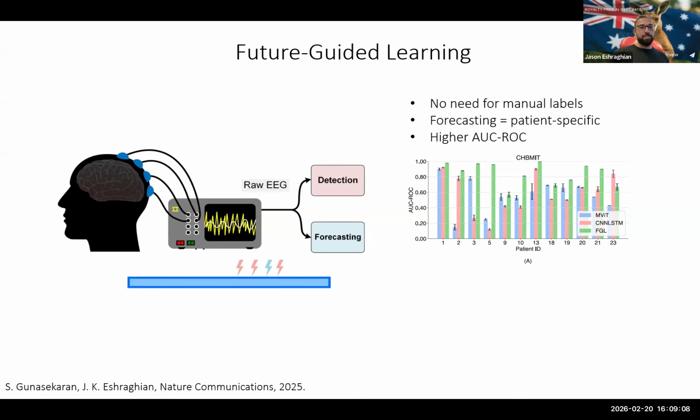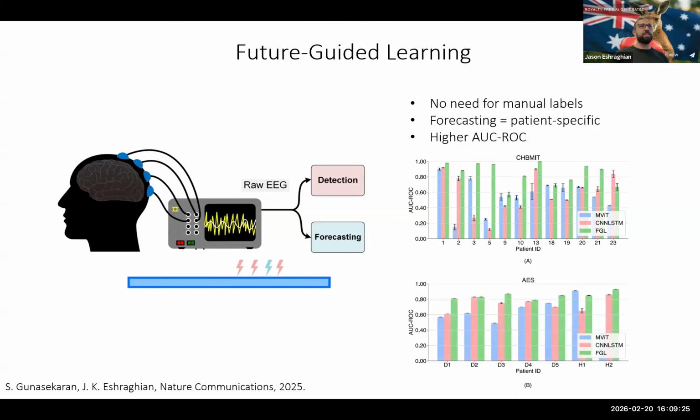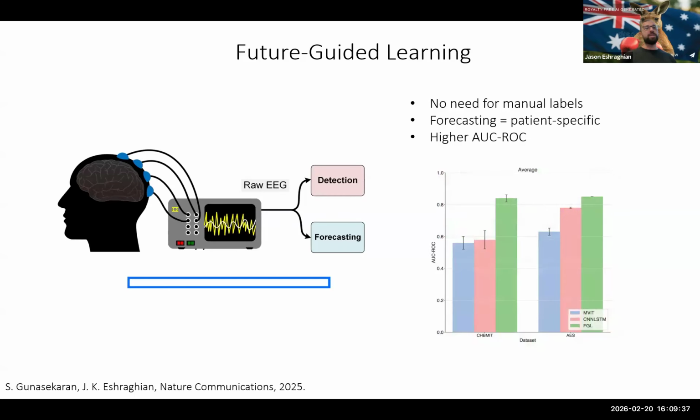We're comparing three different models in light blue and, I guess, light red. We have the previous state-of-the-art forecasting models out there, and then in green, we have future guided learning, this technique that we proposed. And we swept across different patients. We swept across different data sets to ensure this all generalized. So CHB-MIT and the AES data sets. This is pretty messy. Hopefully, we're all comfortable with me just averaging some of these out.